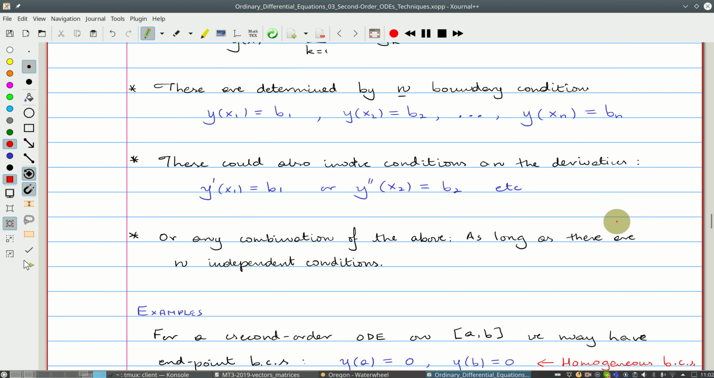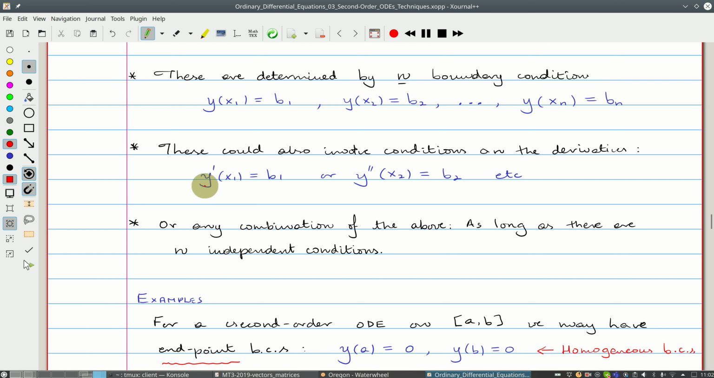They could also involve conditions on the derivatives. So you could have conditions on the first derivative or the second derivative. The conditions on the derivative cannot be equal to the highest. So if it's an nth order ODE, you cannot have conditions on the nth derivative. It has to be the lower derivatives only. Or it could be any combination of these as long as there are n independent conditions.